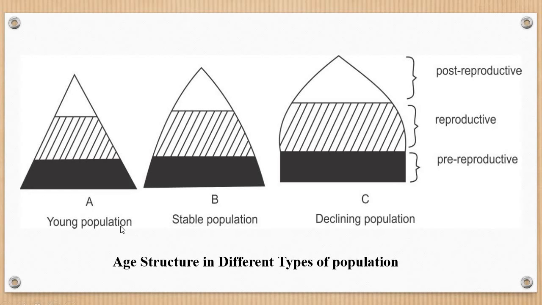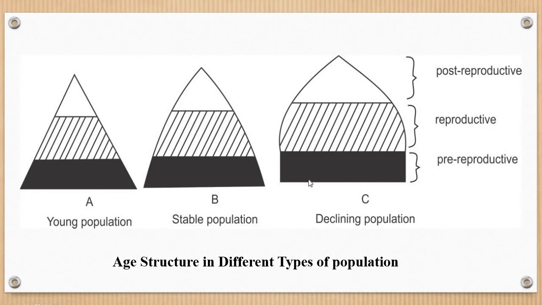So what is a young population? Pre-reproductive. Or you can say this triangular pyramid is of the young population. A stable population shows a bell-shaped pyramid. Then a declining population shows what? Yes, it is urn-shaped, we can say pyramid, right? Now what they represent, here you can see the dark black color is what?